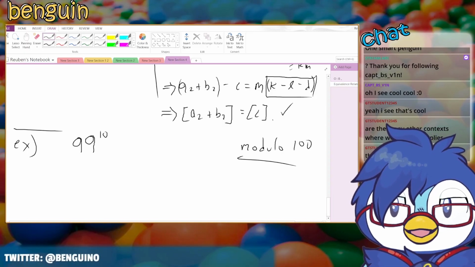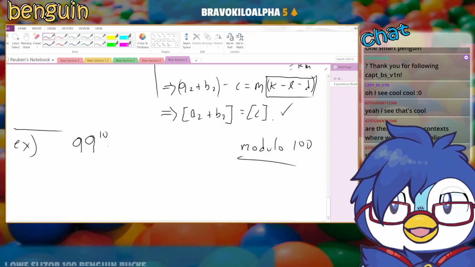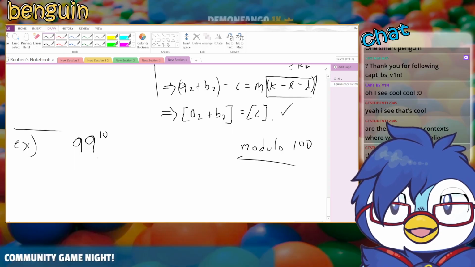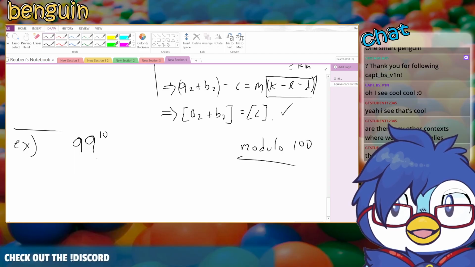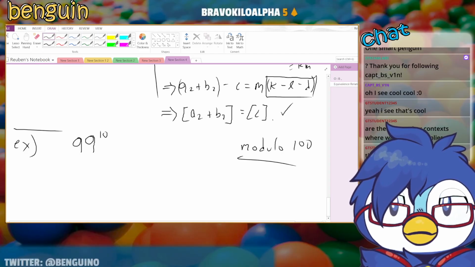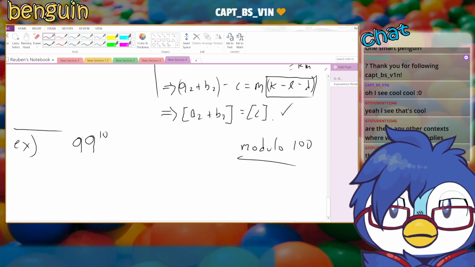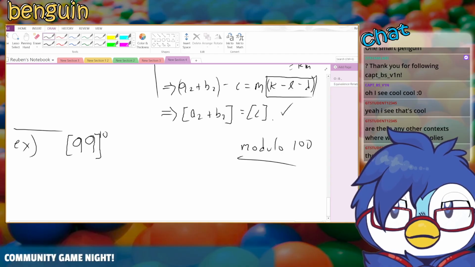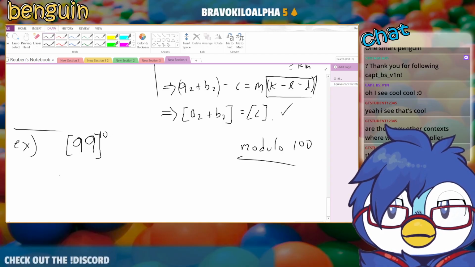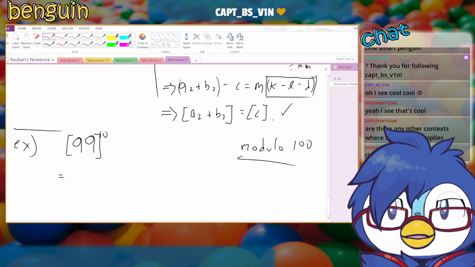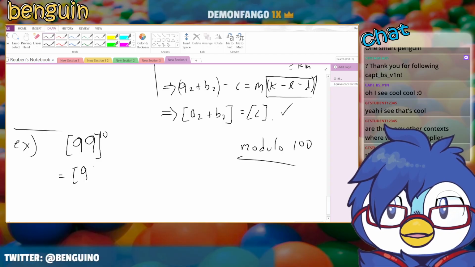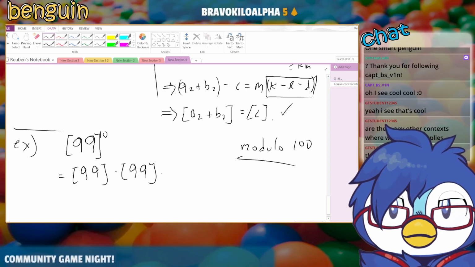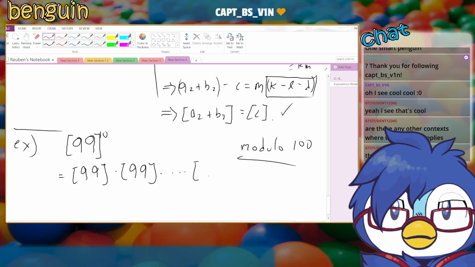So one thing you could do is multiply 99 by itself 10 times, right? But that's not really great. So what can we do? Instead of 99, I want to consider the equivalence class of 99. So 99 to the 10th is just the same thing as saying 99 times 99, 10 times.